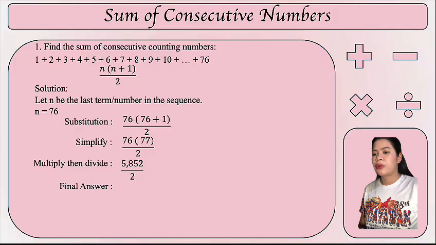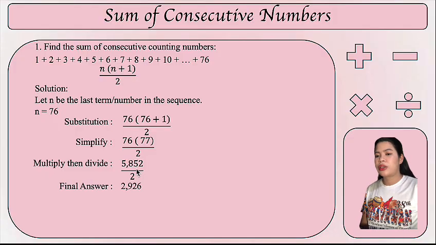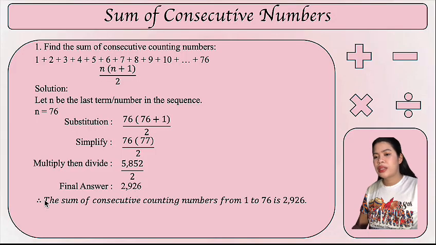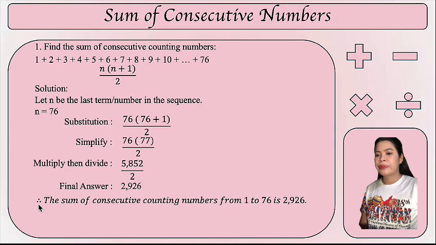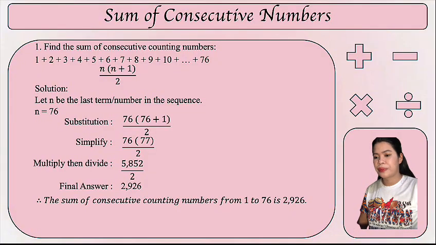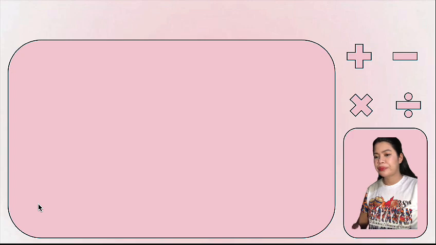So the final answer would be 2,926. So therefore, these three dots here could be read as therefore. So therefore, the sum of consecutive counting numbers from 1 to 76 is 2,926. So let us proceed to our next problem.